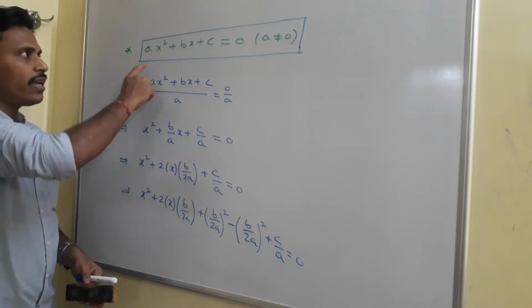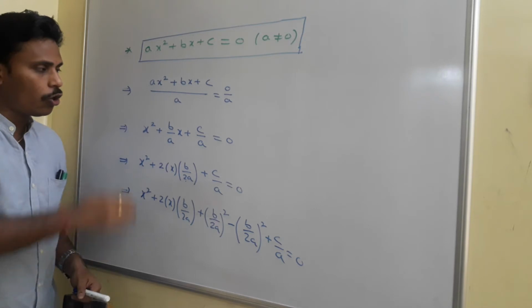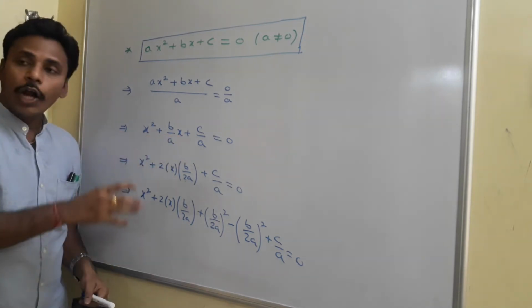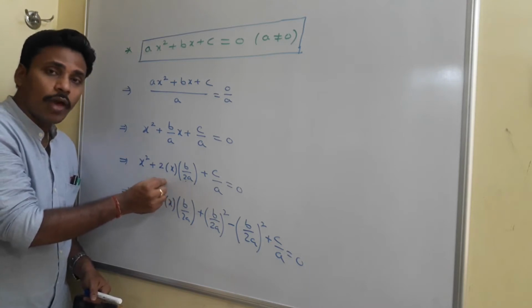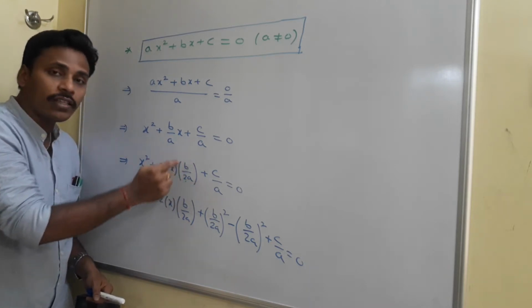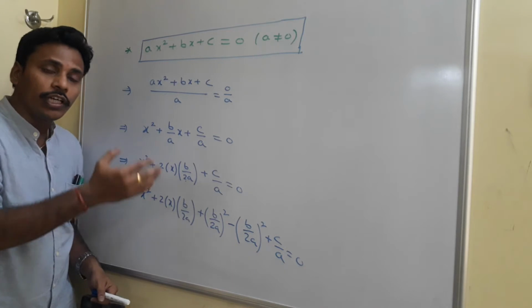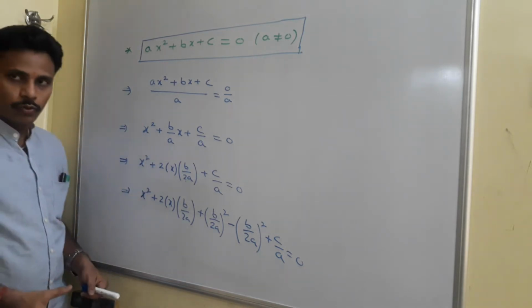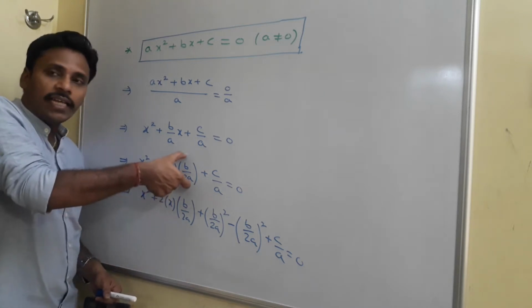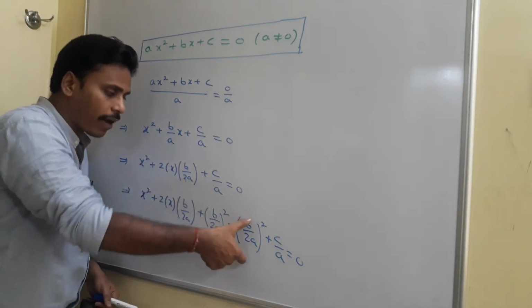So this is ax square plus bx plus c is equal to 0. Divide everything by a, and to make a perfect square, this is x square and the second term is 2xb by 2a, and if you treat this b by 2a as some q, you need to add q square and subtract q square to make a perfect square. For that, I am just adding the square of this b by 2a and subtracting it again.